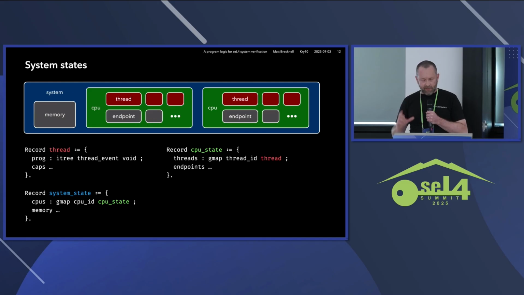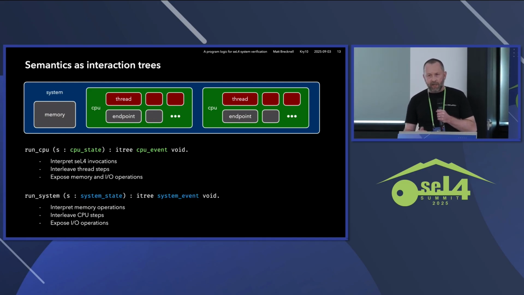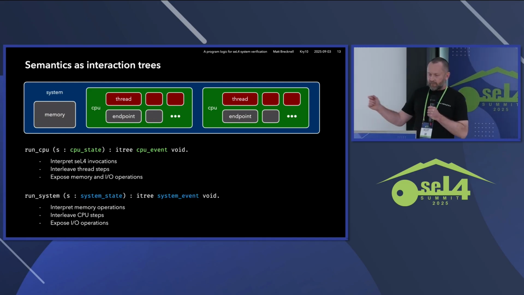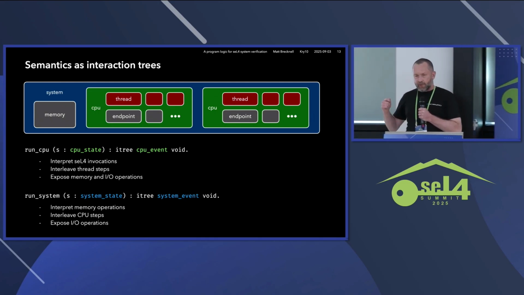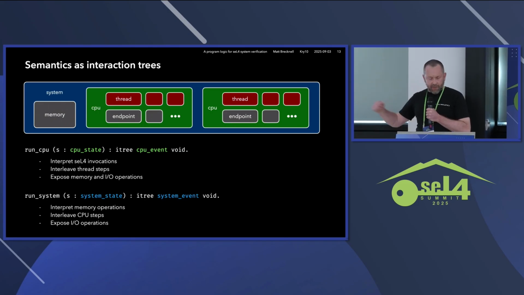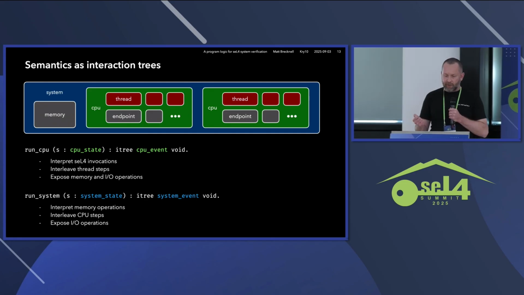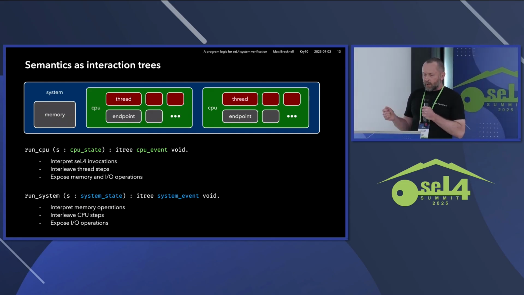So now once we've described the state, we can define how the system executes from some initial state. And we can do this at both levels of composition. So run CPU takes an initial CPU state and then describes, as an interaction tree, like a trace of CPU events. And those CPU events will be the things that are externally observable to a CPU, which will be things like memory reads and writes and I/O operations. But the seL4 invocations are handled internally by that run CPU.